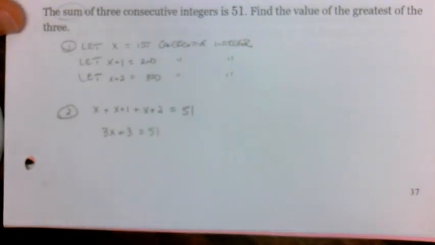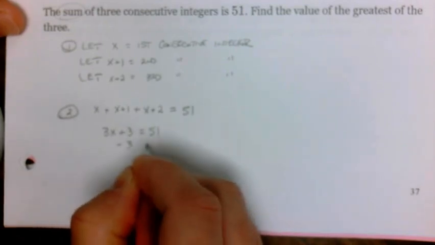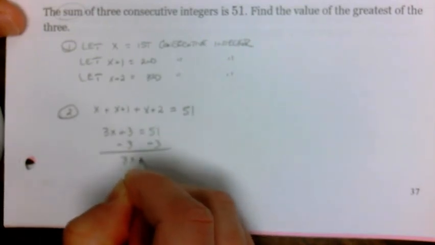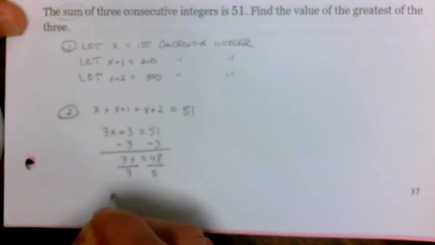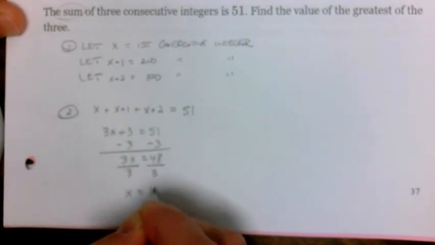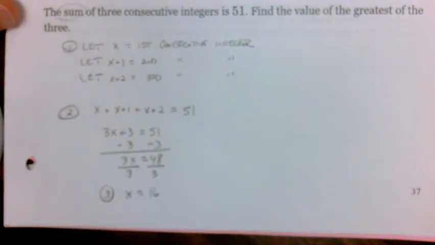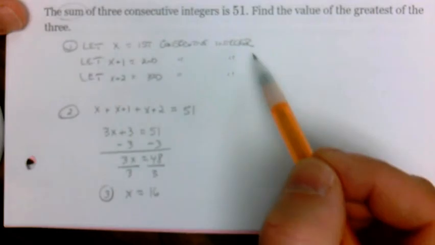And that's our two-step equation. Subtract 3 on each side. 3x is going to be equal to 48. And then if we divide each side by 3, I know that x is going to equal 16. So that's my third step: x equals 16. Now go back up to your let statements.